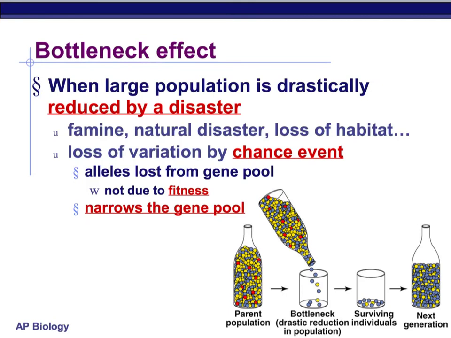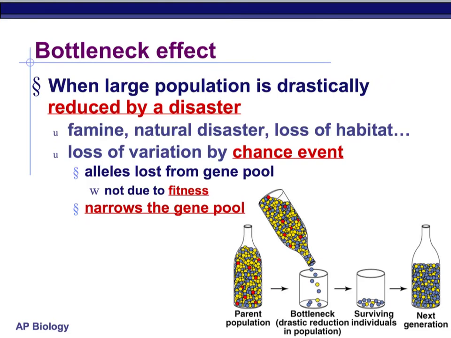And in bottleneck effect, you had a large existing population that was drastically reduced, so the numbers were reduced by some sort of disaster. That could have been a famine, a hurricane, an earthquake, loss of habitat, increased poaching, some kind of disease, anything that would take out the majority of members of that population would lead to what we call a bottleneck effect. Now, what happens is we lose certain alleles from the gene pool.